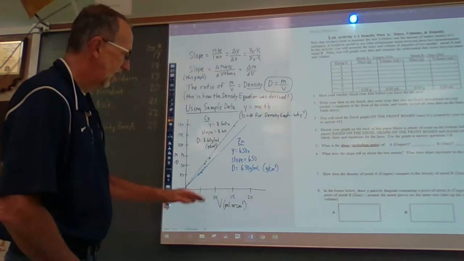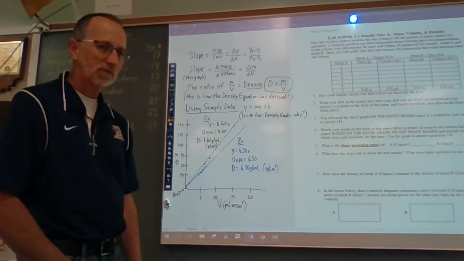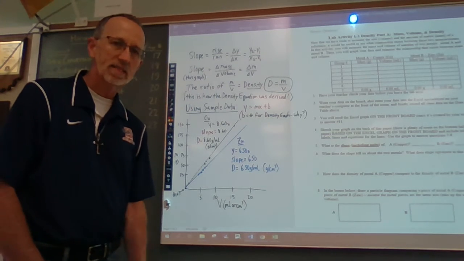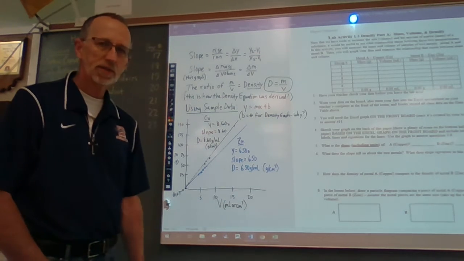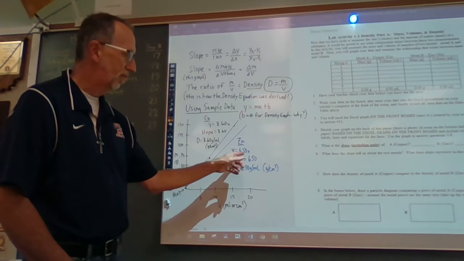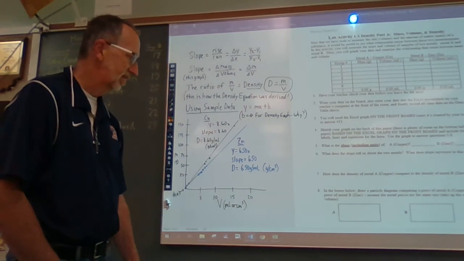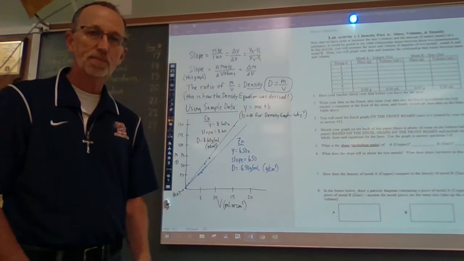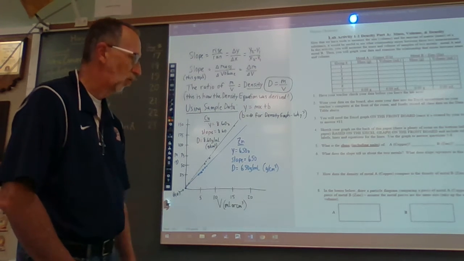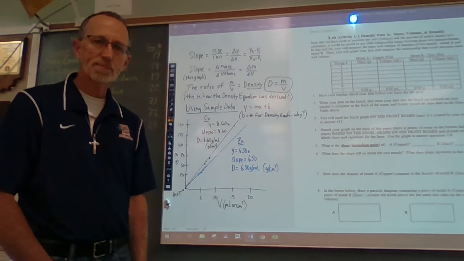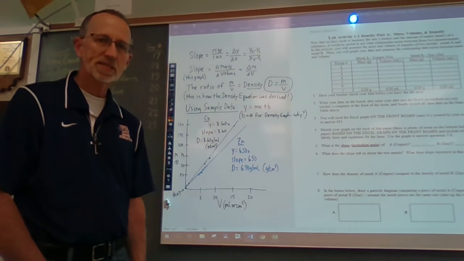For our zinc data, y was equal to 6.50x plus 0. So again, we don't need the plus 0. So the slope of our line is 6.50, which then gives us a density for zinc, based on our data, of 6.50 grams per ml or grams per centimeter cube.